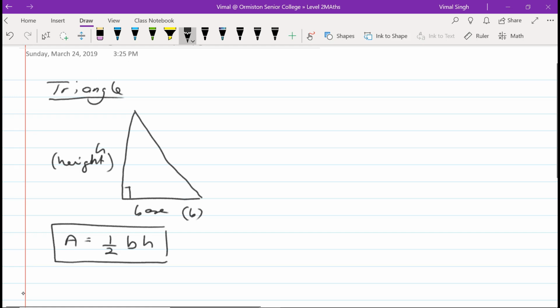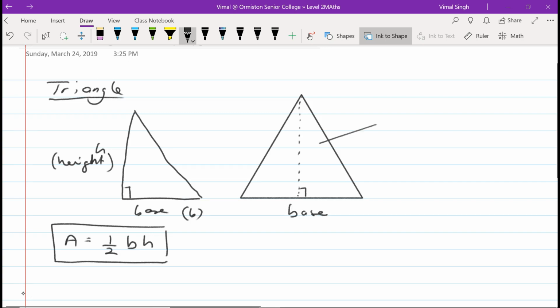And if the triangle is something like this, actually I need to redraw this. Let's try this again. Okay, so I can make this the height over here. And remember, the height is always perpendicular to the base, so this is the base, and that is the height.